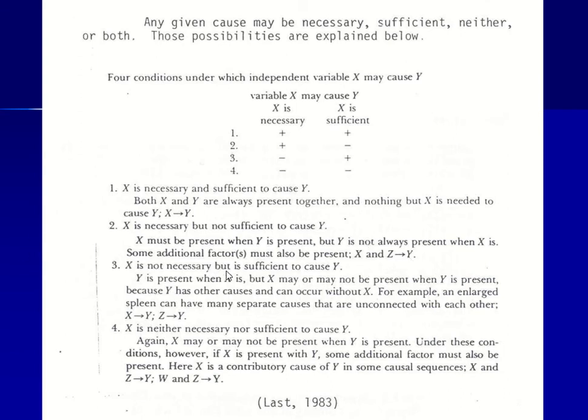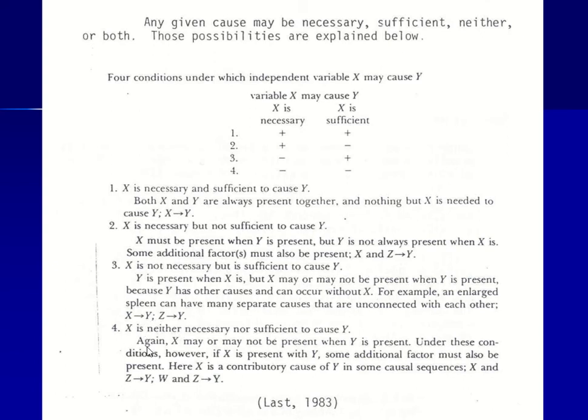If X is not necessary but is sufficient to cause Y, then Y is present when X is. Whenever we have X, there is Y, but X may or may not be present when Y is present, because Y has other causes and can occur without X. For example, a large spleen can have many separate causes that are uncorrelated with each other. So X may lead to Y, but Z also may lead to Y.